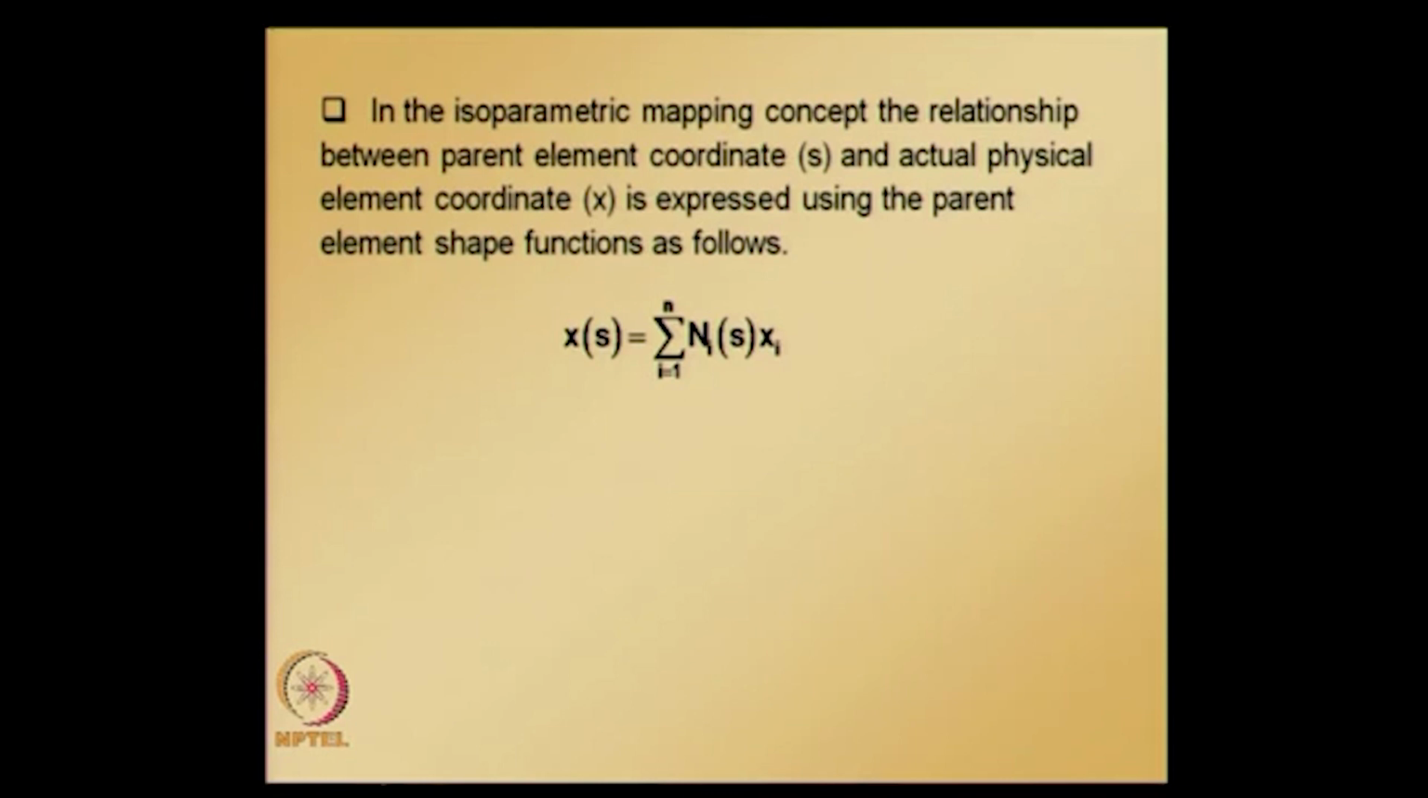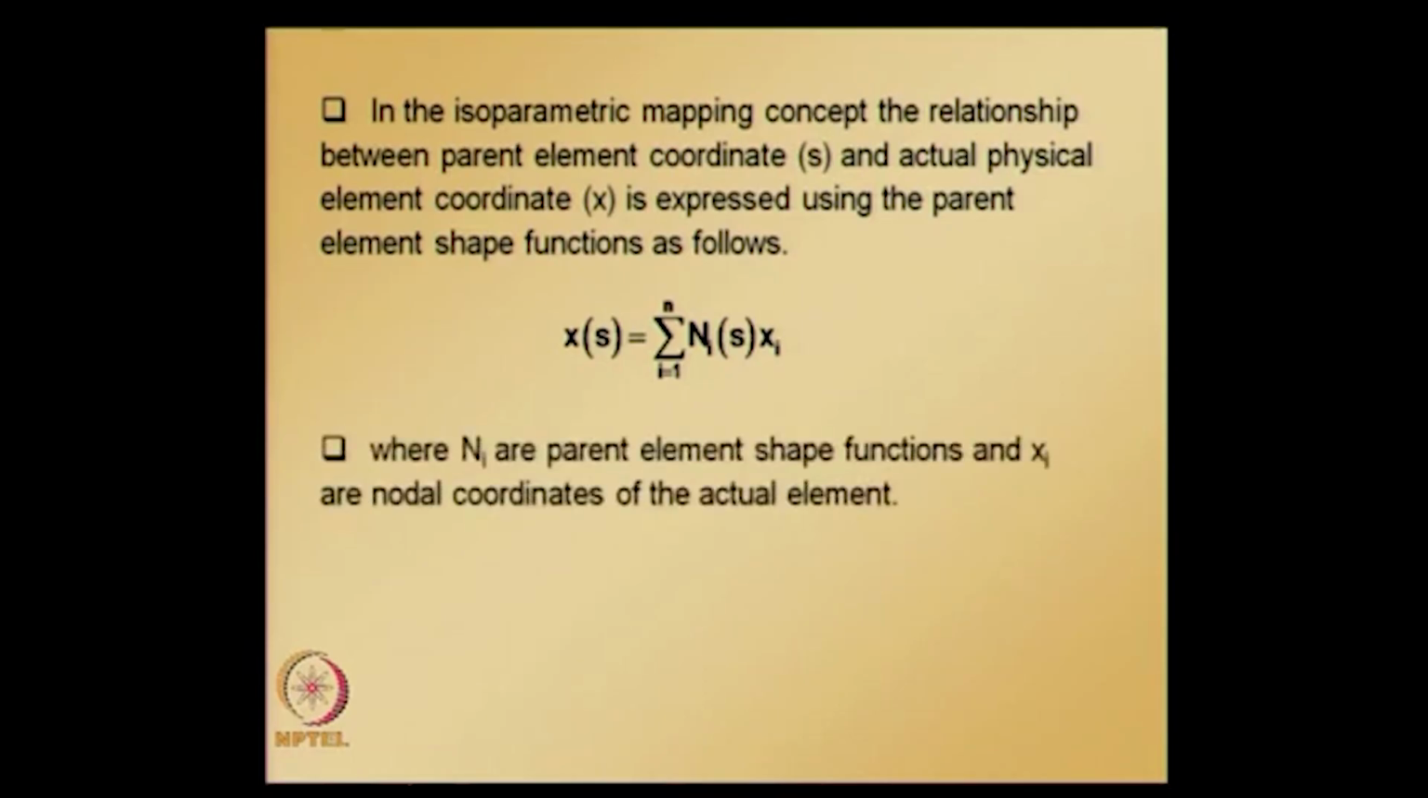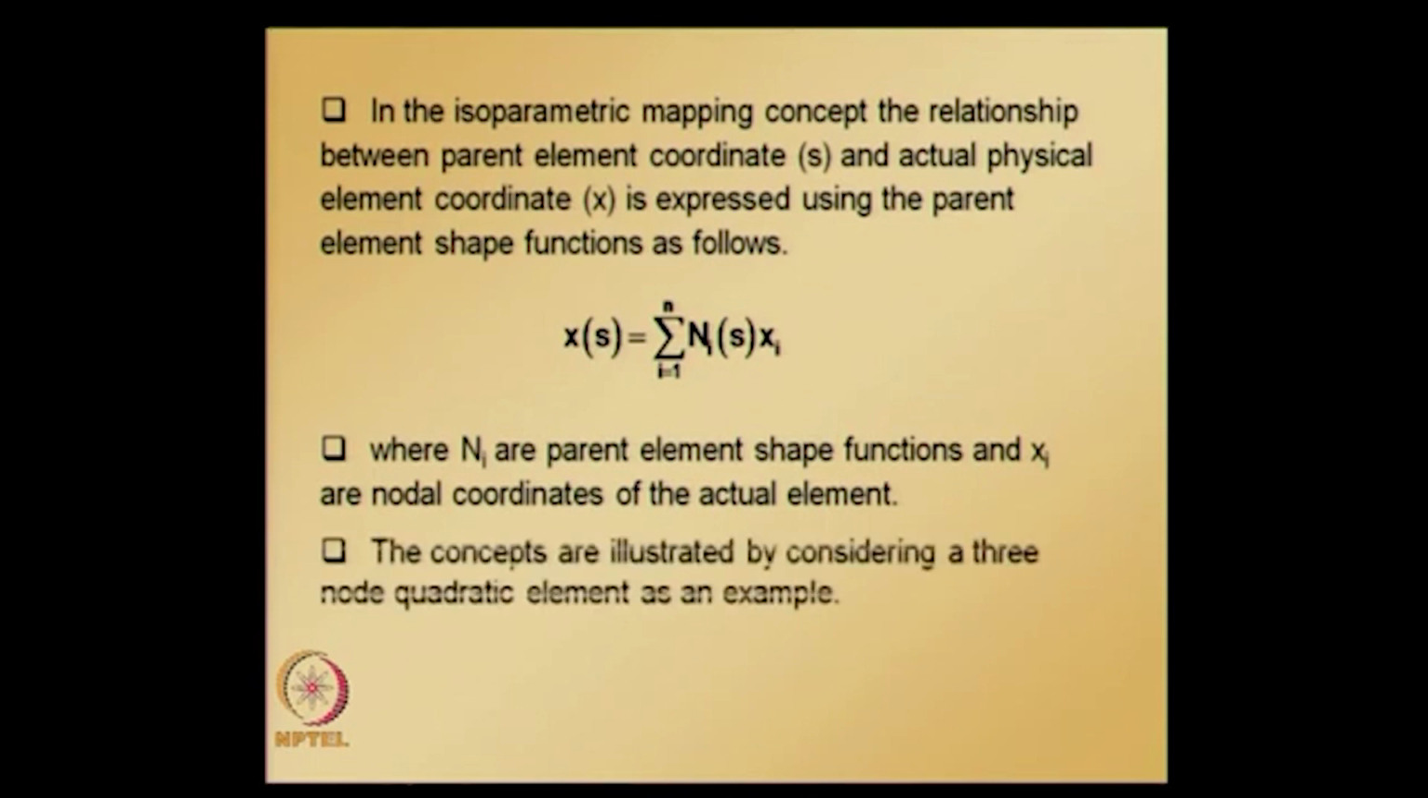So, this formula is applicable for any order element, where i takes values over the number of nodes, where ni are the parent element shape functions, xi are the nodal coordinates of the actual element. So, the application of this formula or these concepts is illustrated by considering a 3 node quadratic element as an example. So, now let us take the 3 node quadratic element or typical 3 node element like this.